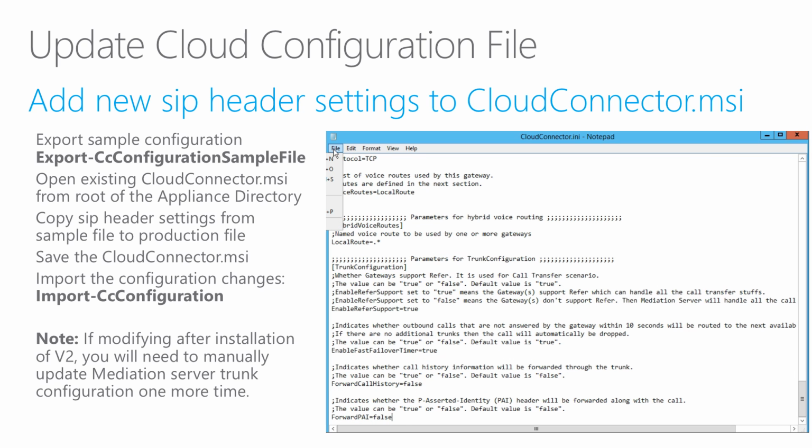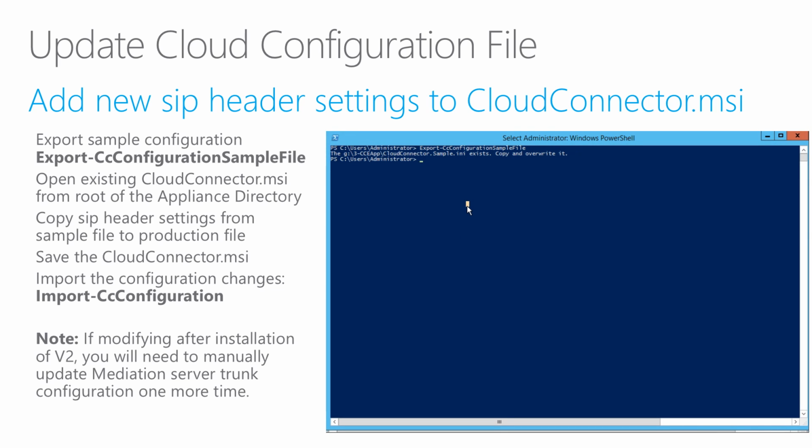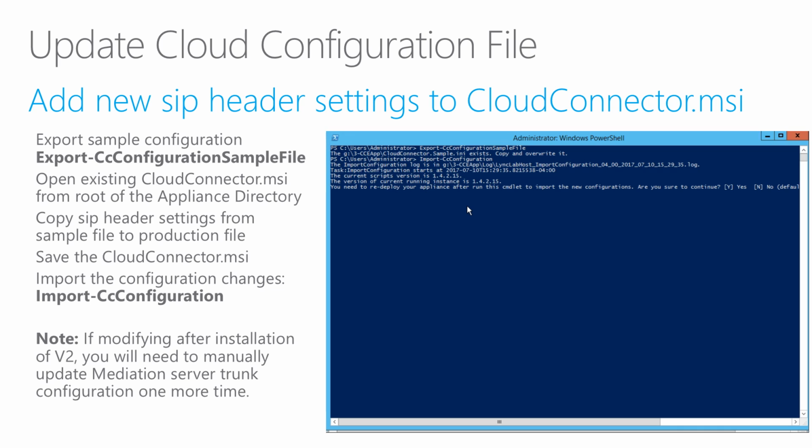You then need to save this file and import the changes to the configuration to Cloud Connector. So run Import-CcConfiguration from PowerShell and press Enter. We will get back some information about the version that's running and also a warning that you need to redeploy your appliance after running this cmdlet to import the new configuration. We don't have a mechanism in place to make changes to the environment based on changes that you've made to the configuration. Say yes.